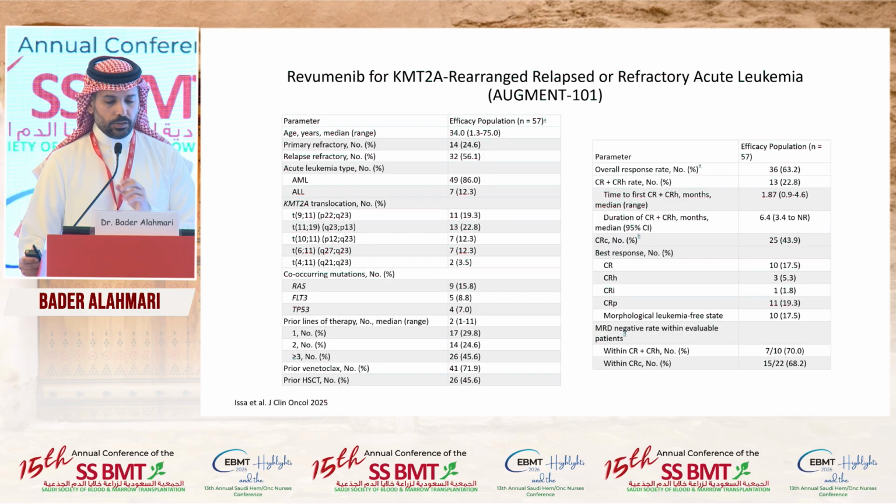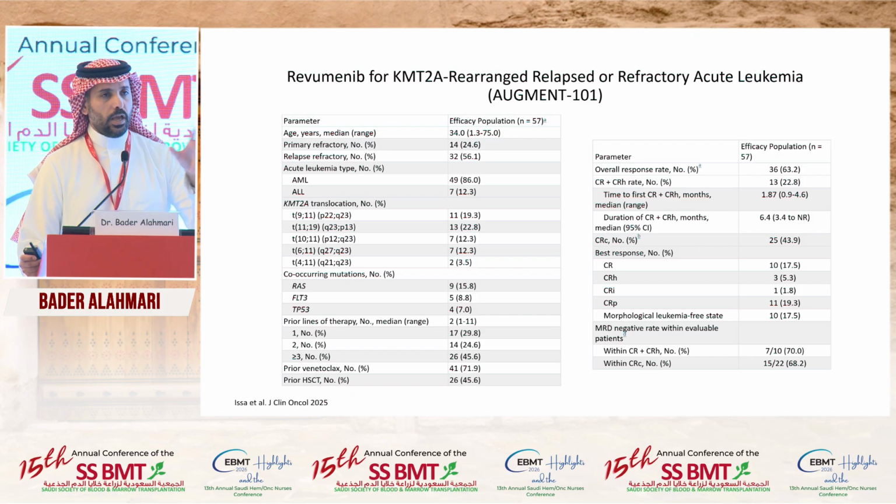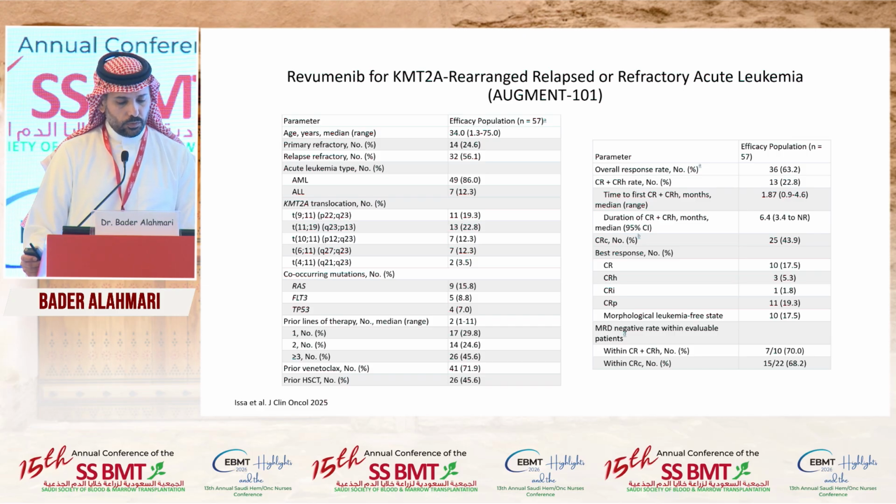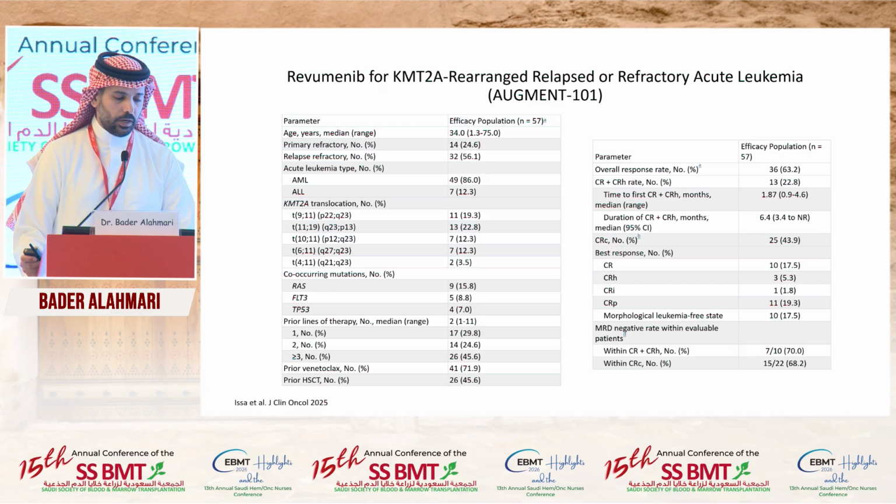So what are the data that led to the approval? Starting with the AUGMENT trial that tested ALL and AML patients, KMT2 rearranged and NPM1 mutated, but I will try to separate them for you. Initially, the KMT2 rearranged acute leukemia. This is a phase 1 and then phase 2 study using revumenib as a single agent, population median age 34, primary refractory 24%, and AML was 80% of cases. Very few cases of ALL, only 12%.